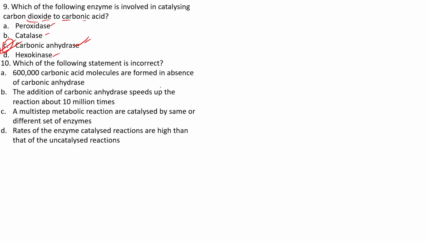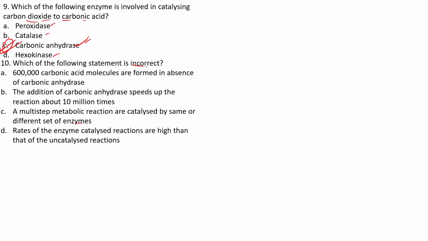The next question, which of the following statements is incorrect? 600,000 carbonic acid molecules are formed in the absence of carbonic anhydrase. And the addition of carbonic anhydrase speeds up the reaction about 10 million times. A multi-step reaction is catalyzed by the same or a multi set of enzymes, or a different set of enzymes. The rate of enzyme catalyzed reactions is higher than that of the uncatalyzed reactions.